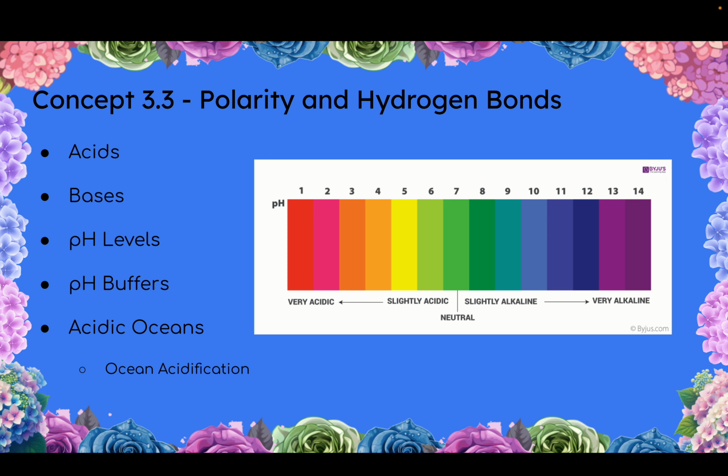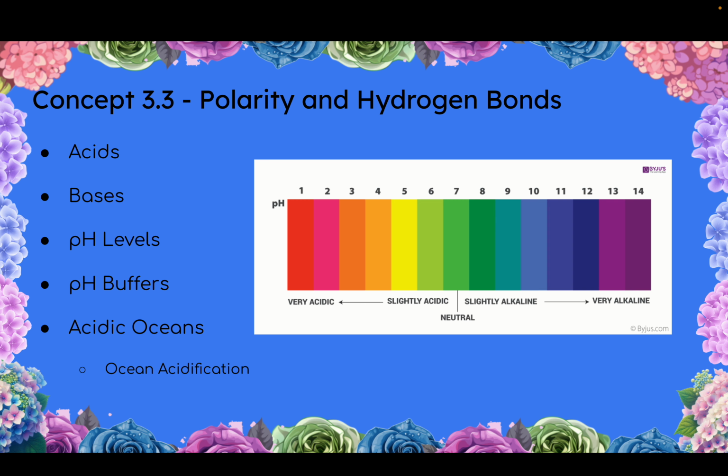Okay, last but not least, ocean acidification. There's a lot of chemical reactions that happen in the world right now, and one of the main ones is ocean acidification. This is where oceans are getting more and more acidic because of the burning of fossil fuels, the CO2 in the atmosphere, greenhouse gases, etc. And so the ocean pH is becoming lower and lower every year.